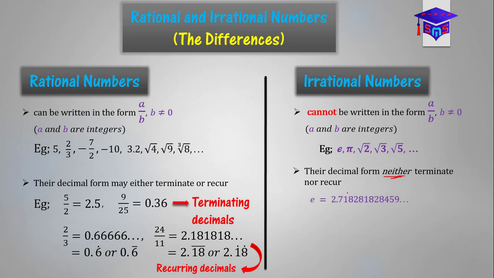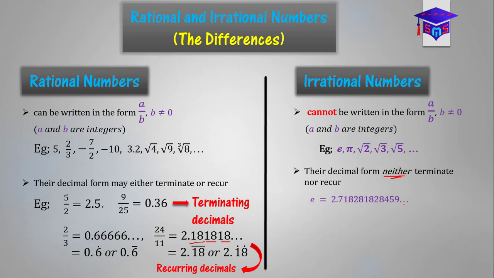Recur. For example, the value of e is 2.718281828459. It continues to what? Infinity. That's what we mean by it does not terminate. It does not have an end. Okay, good. And then it does not recur. When you look at the decimals, none of them is repeating. It's not repeating, as in this case where we have 1 8 1 8 1 8, and then it has no end.